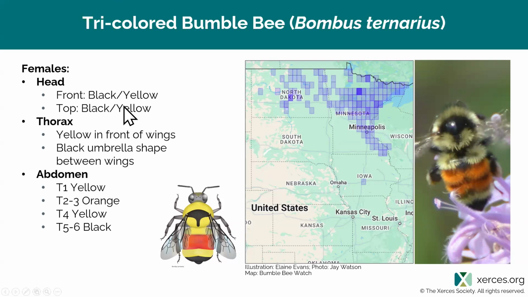And then if we look at the color patterns on the head, their hairs on the front of the face and the top of the head are going to be black. Sometimes there'll be a few yellow hairs mixed in there as well, but it will be mostly black hairs on their head.